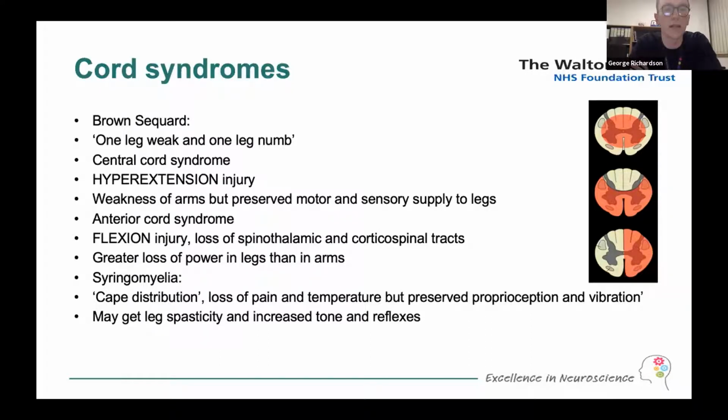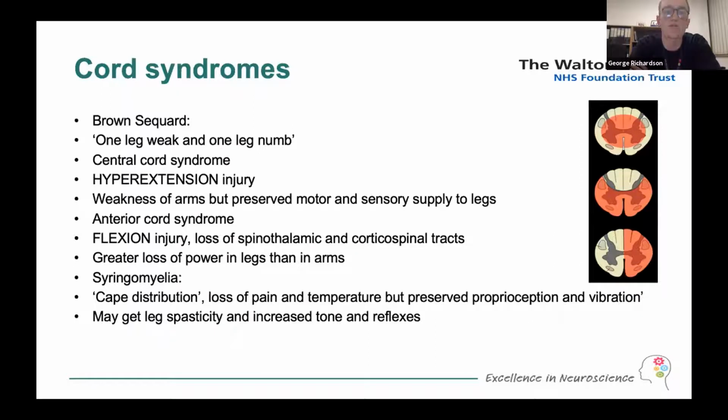So patients get a weak leg and a numb leg. Typically they'll have weakness, loss of vibration and proprioception on one side, and on the other side they'll have contralateral temperature and pain loss, and that's just due to the hemisection of the cord, as you can see on the diagram at the bottom. Patients can get a central cord syndrome, which typically occurs due to hyperextension injury of the neck. This can present with weakness of the arms, and typically they get preserved motor and sensory supply to the legs.